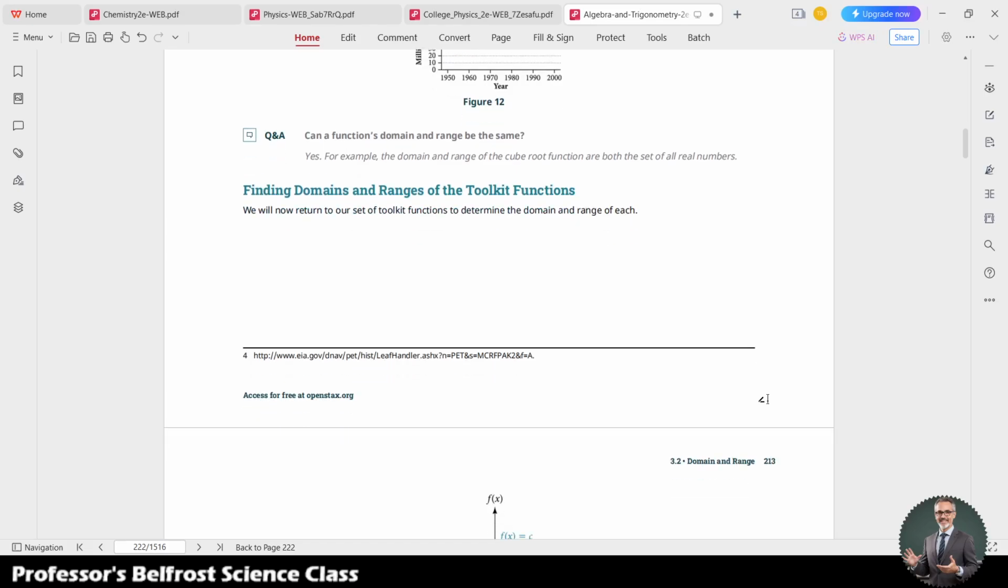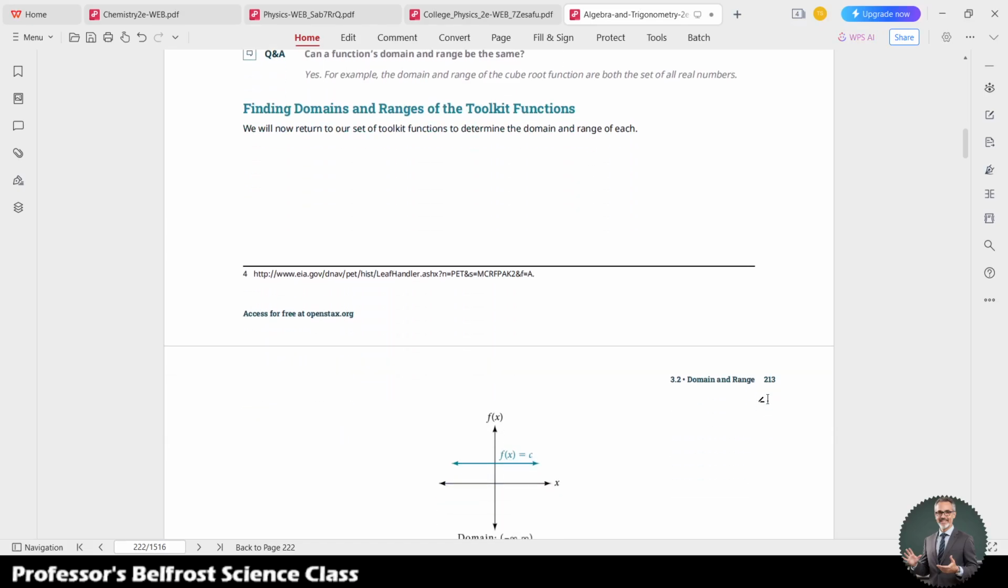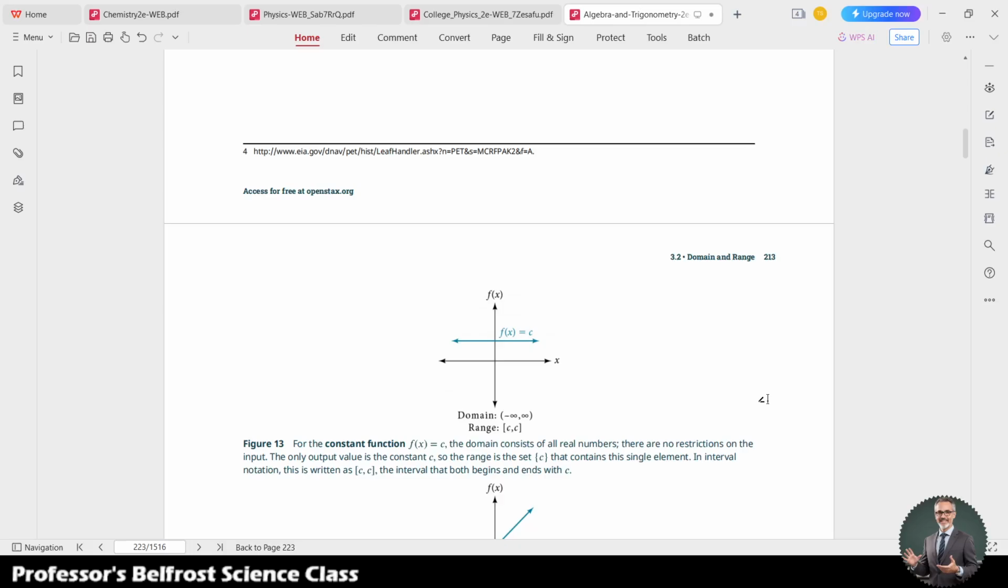Next, find the domain and range of the toolkit functions. So this is the toolkit functions. A horizontal line like this means that this is a constant, so this is y equals some value. For example, if this is 2 here, it intersects 2 on the y-axis. It means that f(x) equals 2. Where's the domain? The domain is minus infinity to infinity.